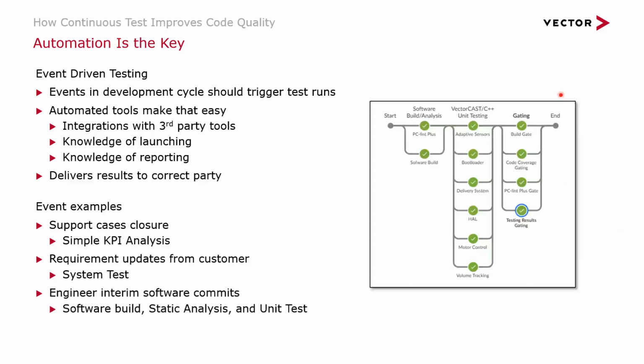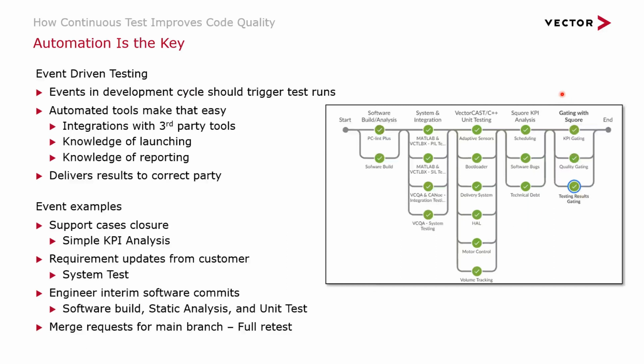We could have an engineer that does an interim software commit to the SCM system. In that case, something like build analysis. So we're going to do a software build to make sure there's no bugs, do a PC lint analysis, and then we could go in to do some unit testing. And then at the back end of that, we'll do some gating. Did this software do what it's supposed to do? Are there any problems in it?